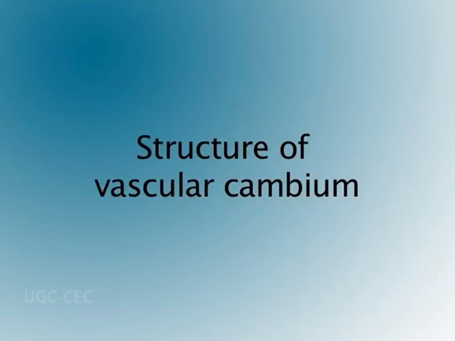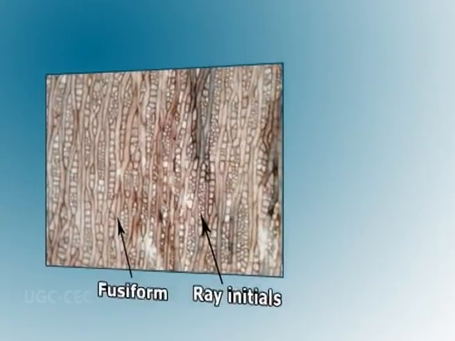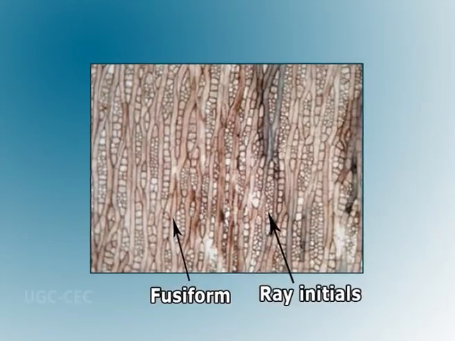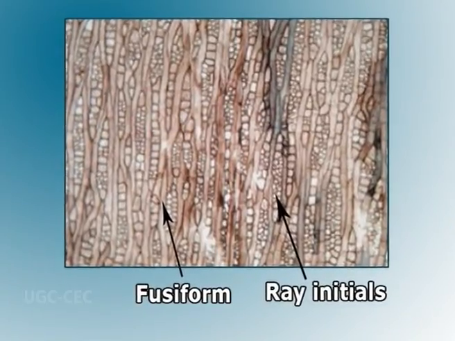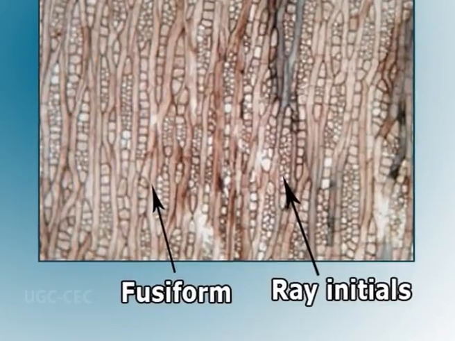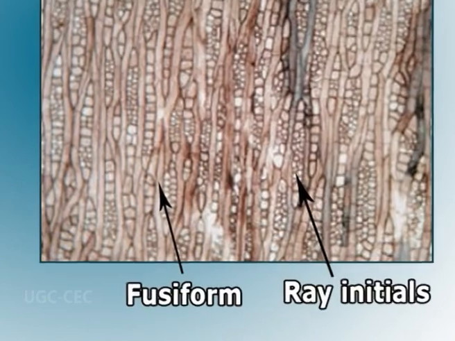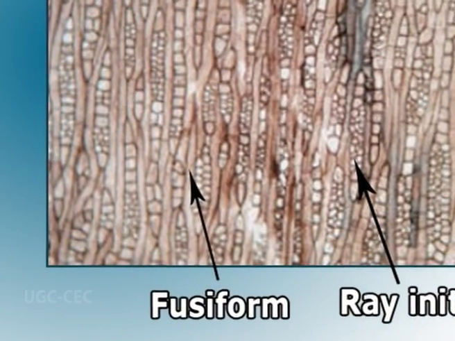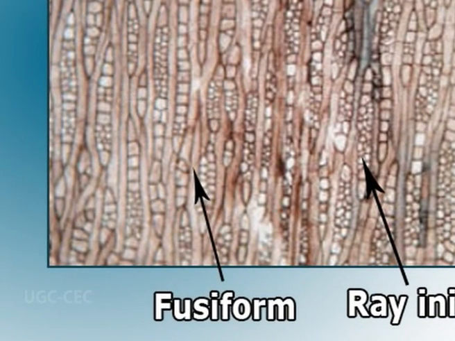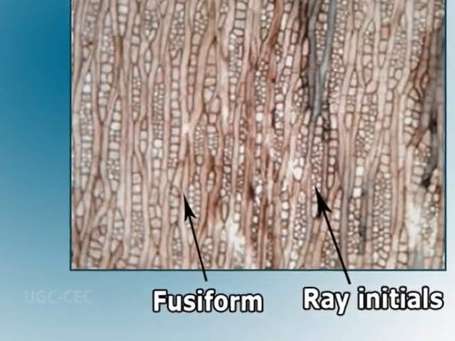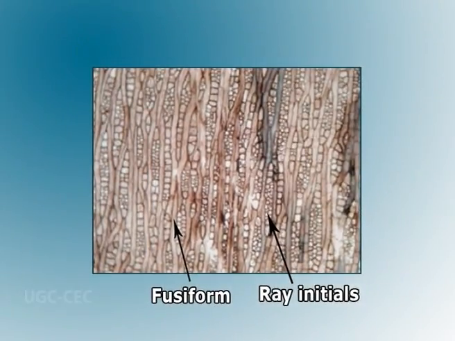Now, structure of vascular cambium. The vascular cambium is the meristematic tissue which is made up of two types of initials, the fusiform initials and ray initials. The former is a long elongated cell with pointed ends, while the latter is small and almost isodiametric. The fusiform initials give rise to all cells of the xylem and phloem that are arranged longitudinally, forming the longitudinal or axial system of the xylem and phloem.